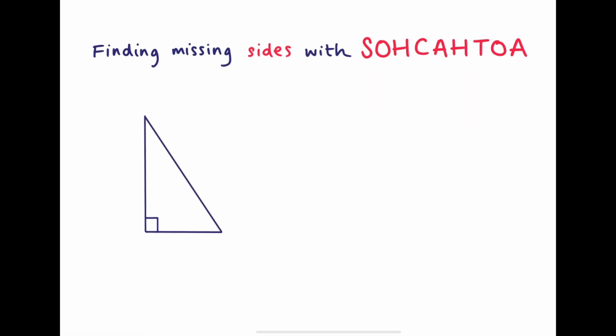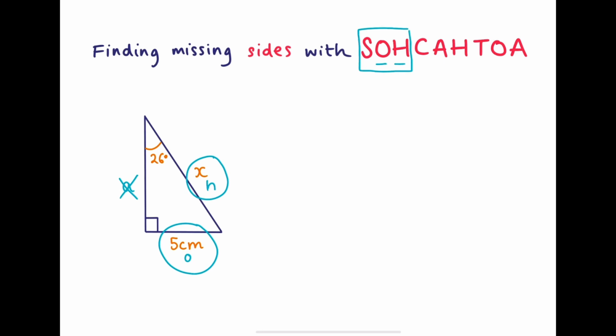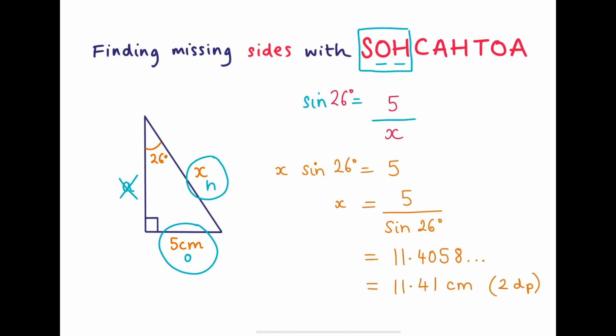And here's one for you to practice. Pause the video now, have a go, and check back your answers. The solution is coming in 3, 2, 1. So first step is to label the sides and identify which sides are involved. It's the opposite and the hypotenuse, so we're going to use the sine trig ratio. Next, we substitute in the values that we know and solve for x. And our answer is 11.41 centimetres correct to 2 decimal places.